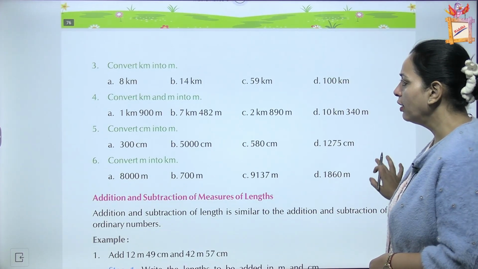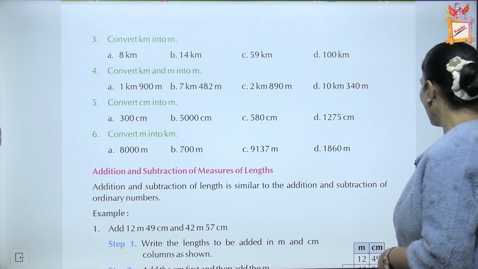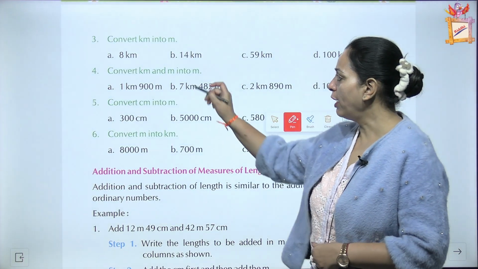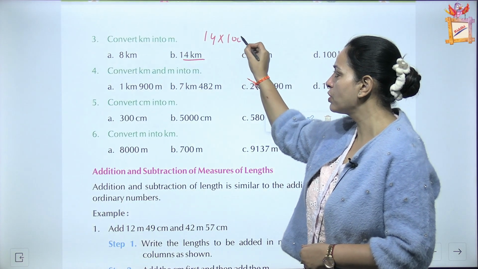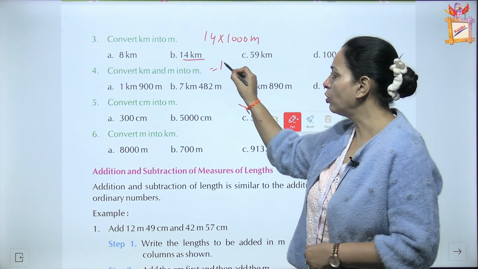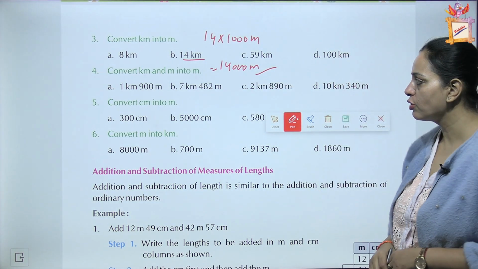The third one, convert kilometer into meter. Bigger to smaller means multiply. So like B part, 14 kilometers. So 14 into 1000 meter, 14,000 meter. Right? Remaining parts you can try.